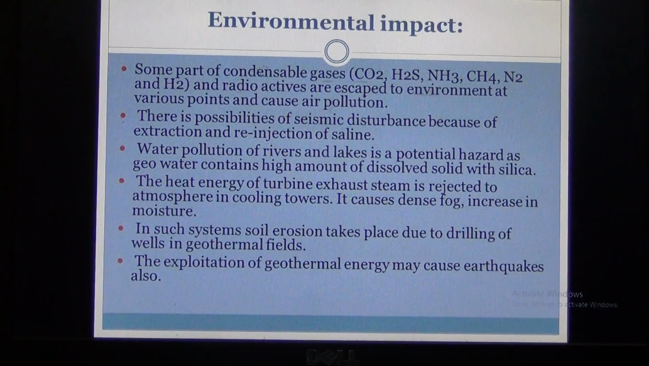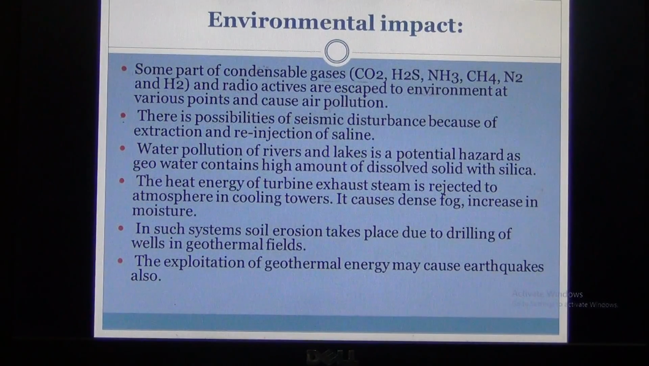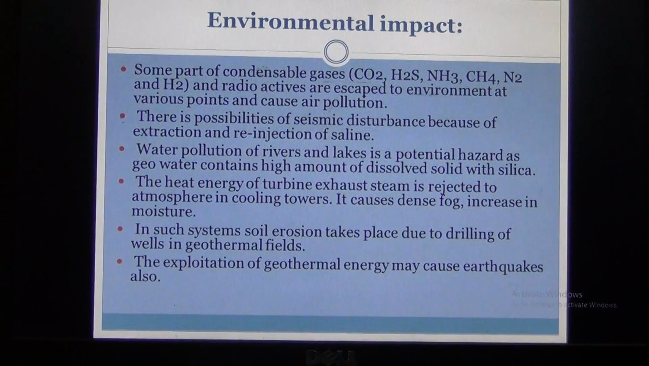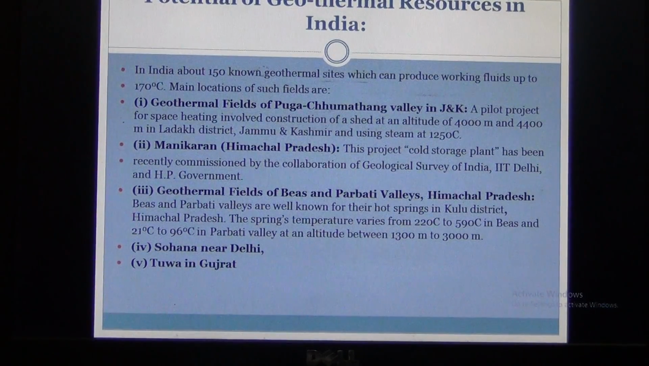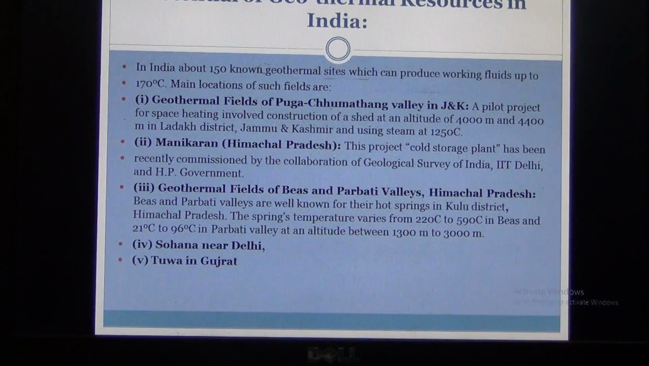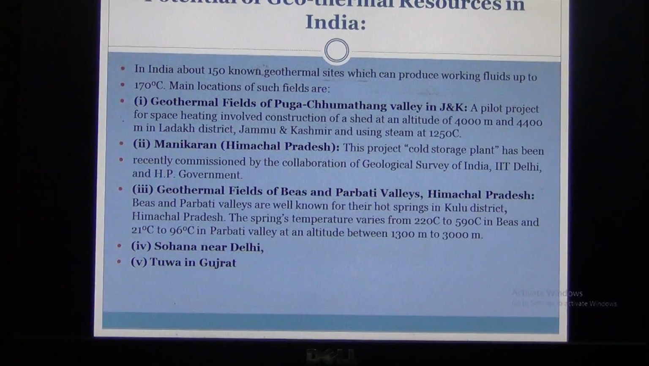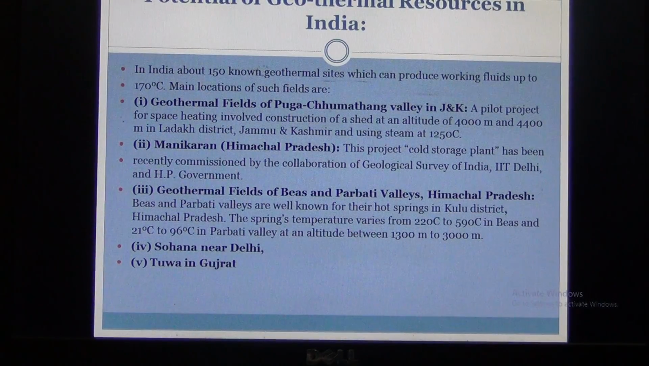In such systems, soil erosion takes place due to drilling of wells in geothermal fields. The exploitation of geothermal energy may cause earthquakes also. The potential of geothermal resources in India. In India, about 150 geothermal sites can produce working fluids up to 170 degrees Celsius. The main location of such fields is the geothermal field of Puga, Chumathang Valley in J&K.